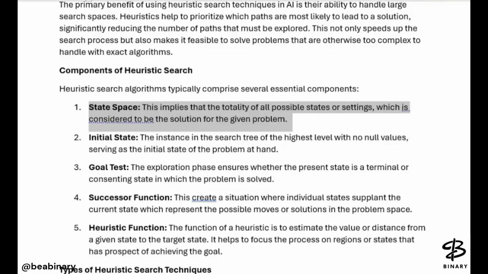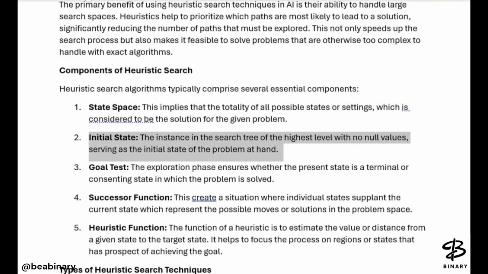Next component in every problem is definitely the initial state. We need to know the initial state. So the instance in the search tree at the highest level with no null values serves as the initial state of the problem at hand, right? What is the problem state?